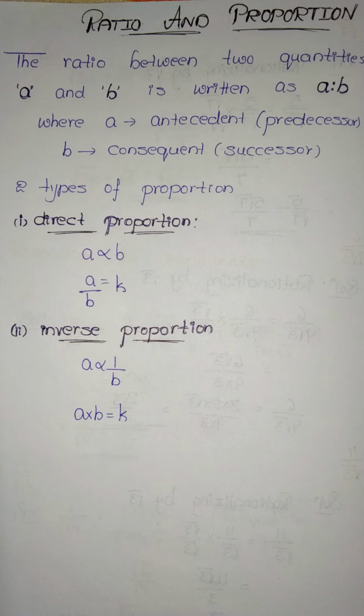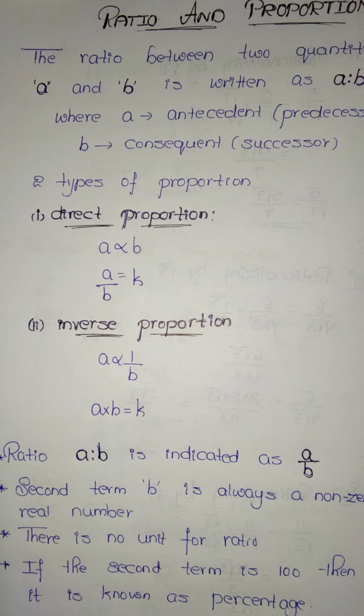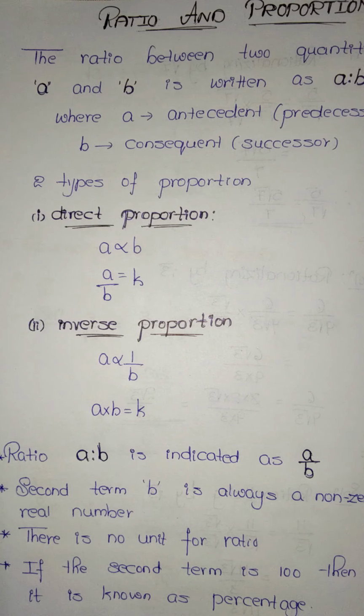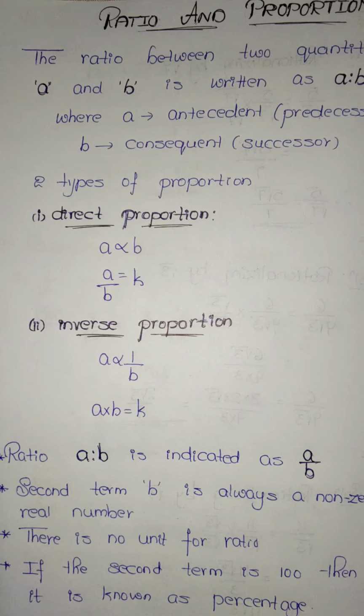So there are some properties of ratio. Those are: the ratio A : B is indicated as A by B. हमेशा ratio को हम लोग लिखते हैं A by B. Here the first term is A and the second term is B. So the second term B is always a non-zero real number, means वहाँ पे अगर zero हुआ, so A by zero gives, sorry, infinity. So we cannot put any zero there.